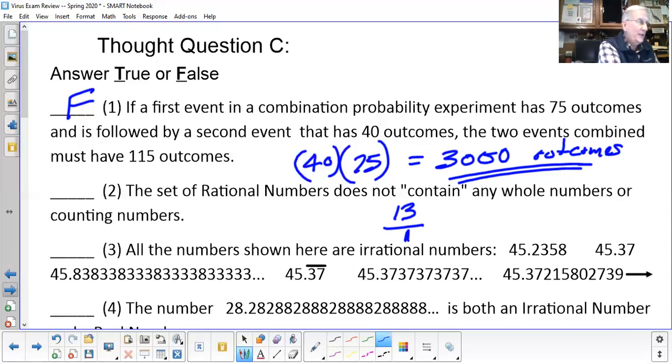Now, is the number 0 rational? You can put it over anything, right? But certainly over 1 to get 0. So therefore, it can be expressed as a fraction also. So guess what? This statement is definitely false. Rational numbers do contain all the whole numbers, and they do contain all the counting numbers, okay? Therefore, false statement.